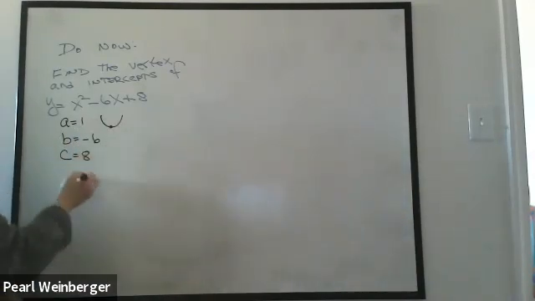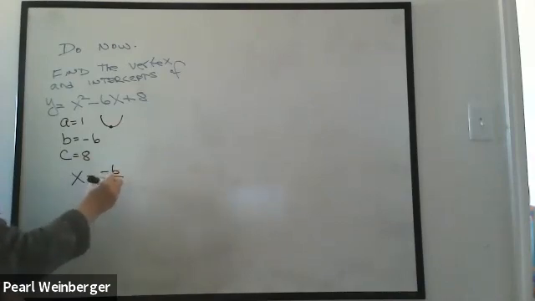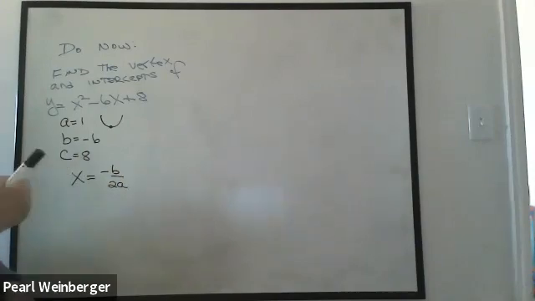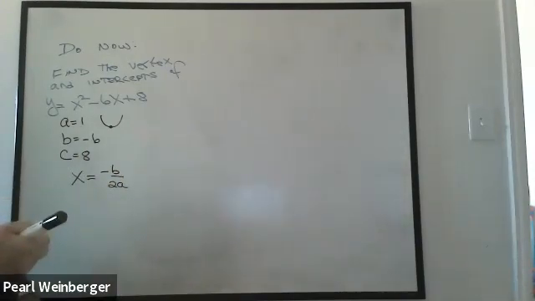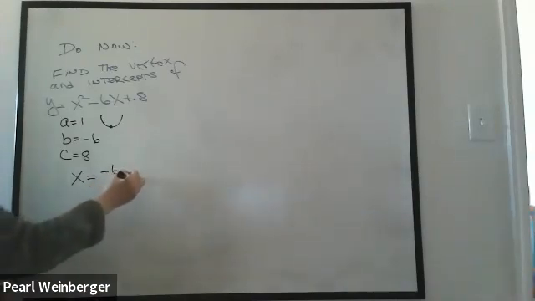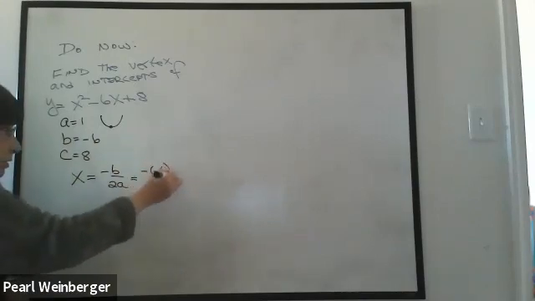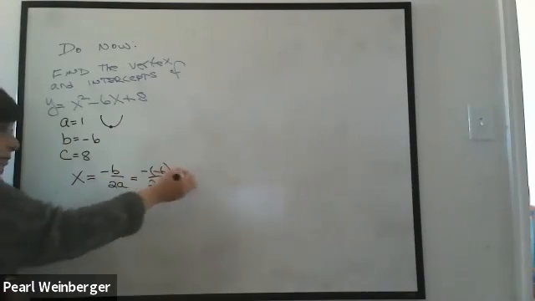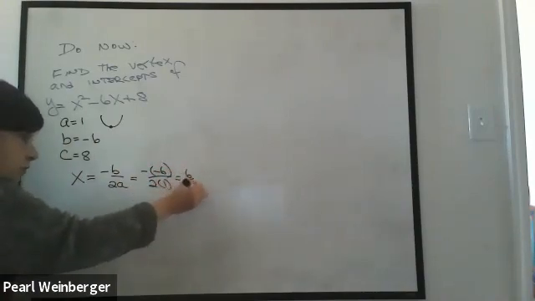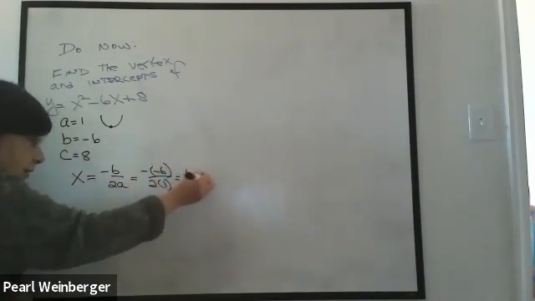If you recall, the way we find the vertex of the parabola is we do x equals -b over 2a. That'll give us the x value of the vertex. The vertex is a point, so you're going to need to find the y as well. Well, -b over 2a is -6 over 2 times 1. A negative and negative is positive. It's 6 over 2, which gives me 3.